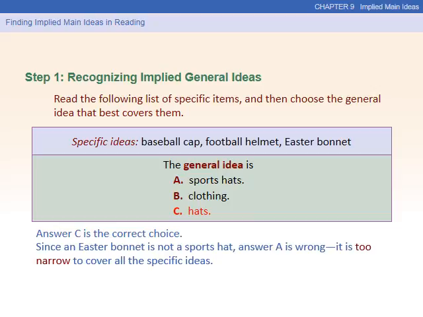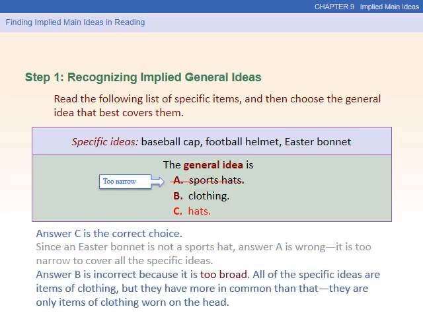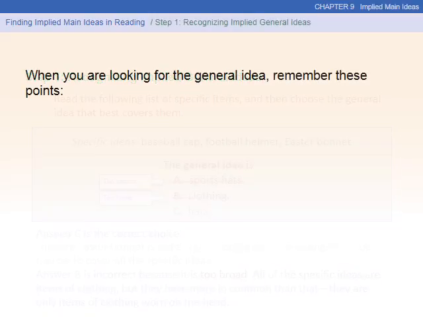So A is wrong because it's too narrow, right? The Easter bonnet doesn't fit into this category. B is wrong because it's too broad, right? These are only clothing that is worn on the head, so that one's not right. So hat is the correct one.